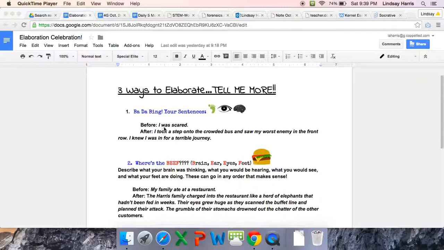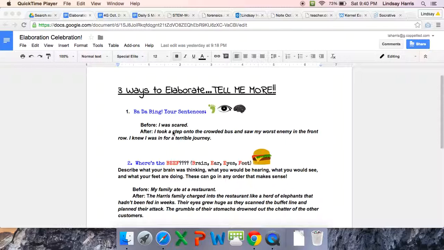So if I took my sentence, "I was scared," and I bada binged it, I wanted to tell what my feet were doing, what I was seeing, and what I was thinking. My sentence might end up looking more like this. I took a step onto the crowded bus and saw my worst enemy in the front row. I knew I was in for a terrible journey. See how much more descriptive that is? And it gives your reader such a better picture of what's going on in your story.